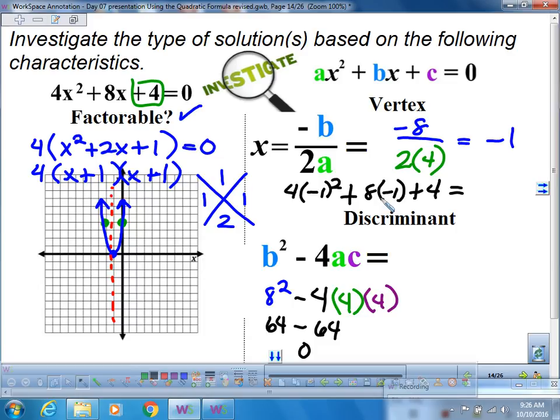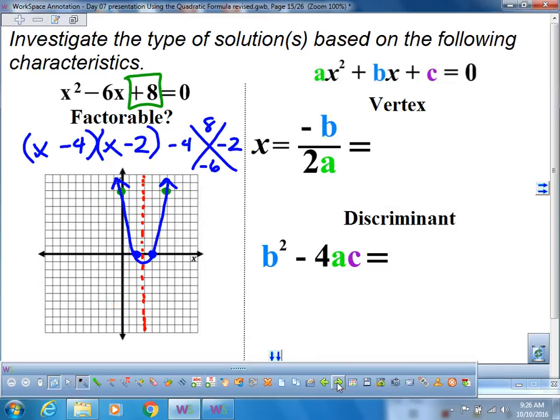So I have positive 4 minus 8 is negative 4. Negative 4 plus 4 is 0. And so my vertex is at negative 1, 0, just like we have here. I think you guys just need to get into this.